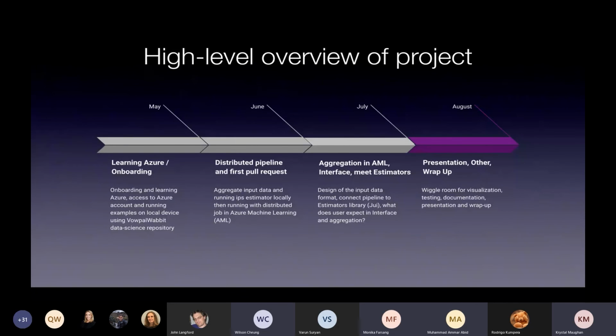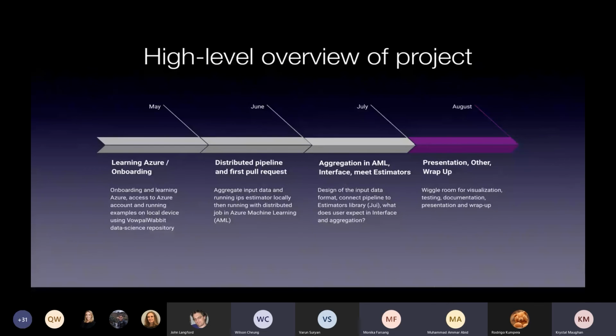The third was in designing the input data format and aggregating the data after the estimators from the library, which Jui had worked on, had been run to provide the user with visualization. Finally, the fourth phase involved testing, working on the visualization interface, and documentation for wrapping up the project.